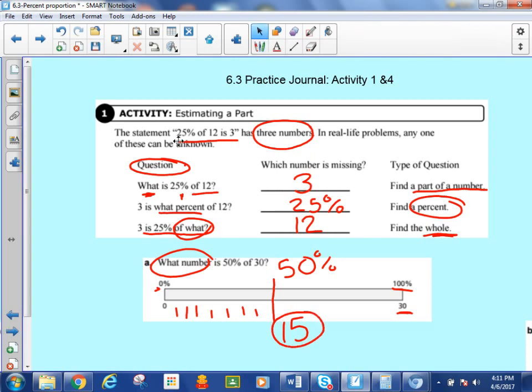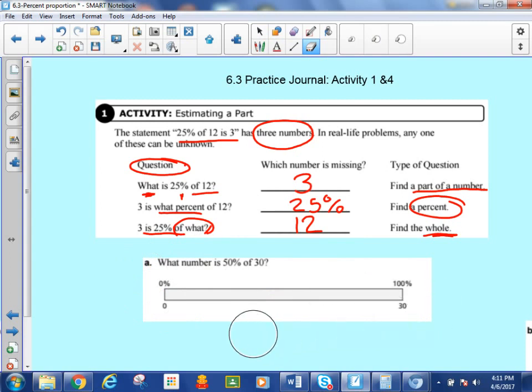Okay, so did you see how I did that? You see kind of how the model is a visual way to look at it. It can be pretty simple when you get just basic big percents like 50%. So we'll do one more.